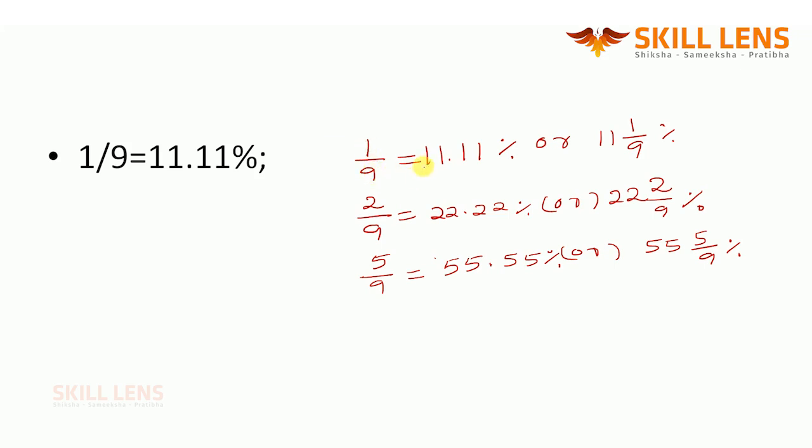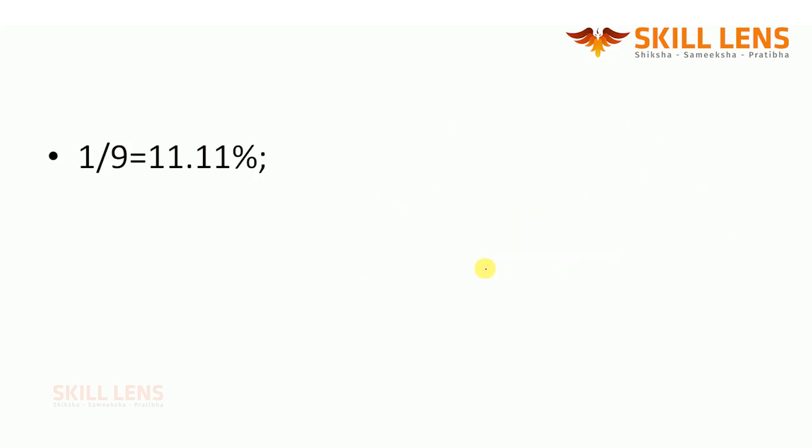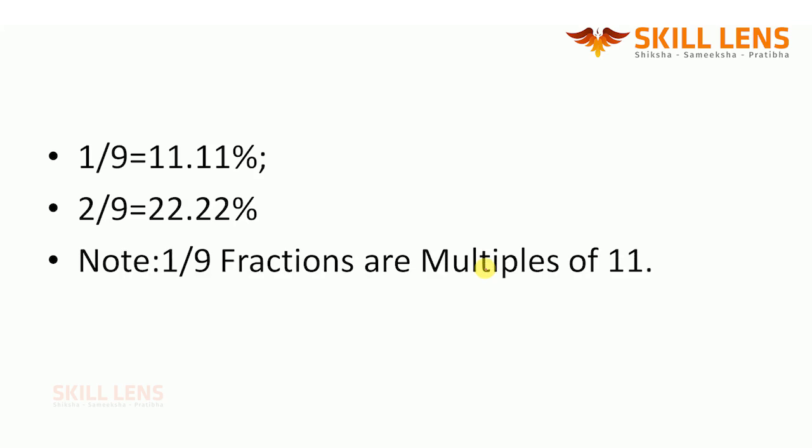So guys, the point is this. 1 by 9, if you closely observe, 11 ones are 11, 11 twos are 22, 11 fives are 55. Can I say 11.11, 22.22, 55.55 are all multiples of 11s? Yes or no? All are multiples of 11s. So you can write 1 by 9 fractions are multiples of 11. Okay, let's go to the next fraction value.